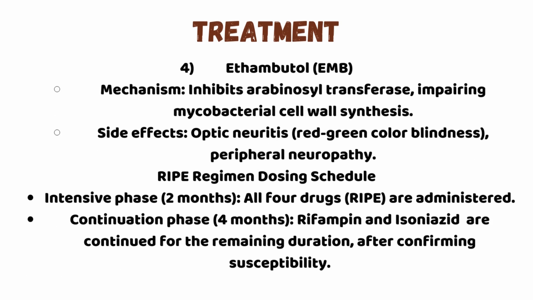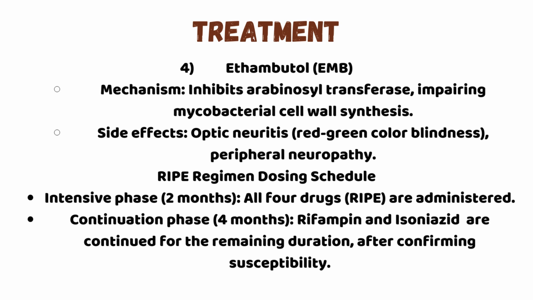4. Ethambutol. It functions by inhibiting arabinosyl transferase, an enzyme critical for mycobacterial cell wall synthesis, thereby compromising the structural integrity of the bacteria. Notable side effects of ethambutol include optic neuritis, which can cause red-green color blindness, and peripheral neuropathy.